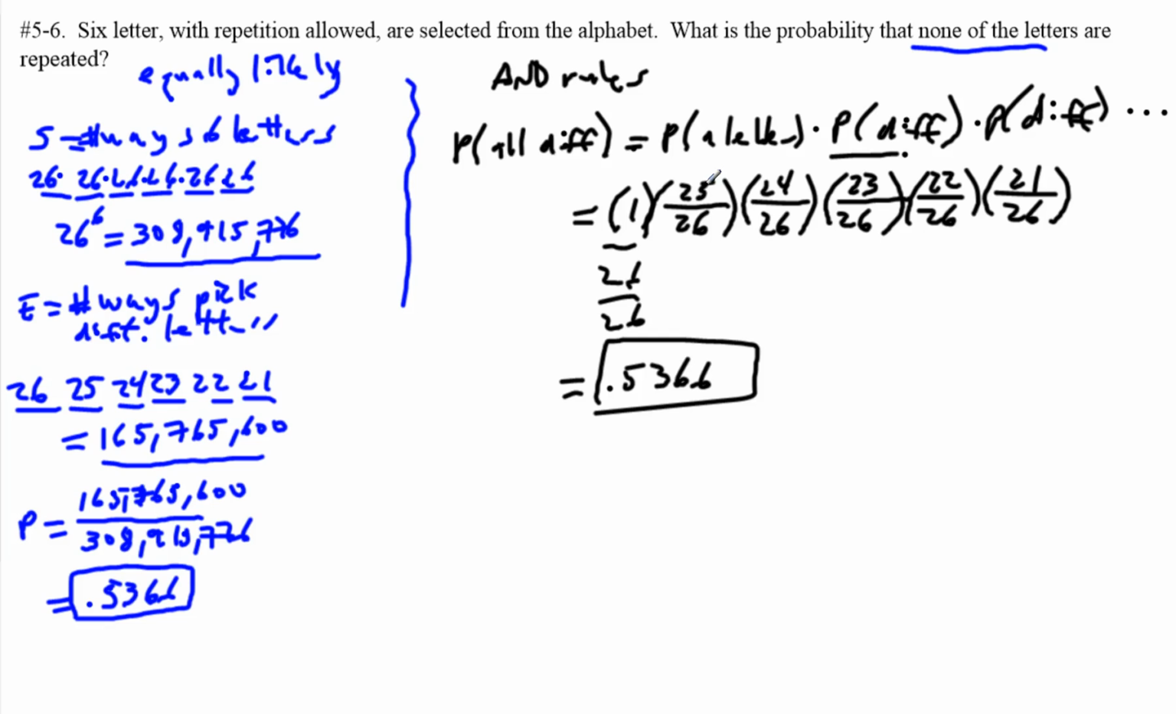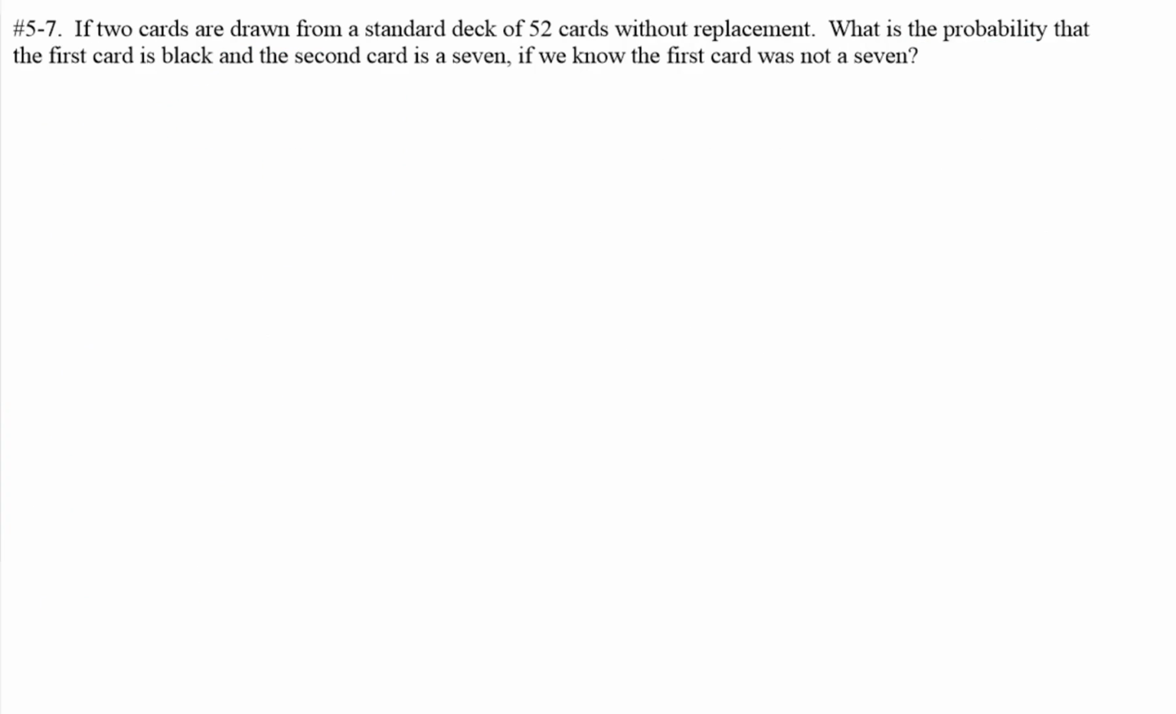Okay. So there's one last problem. Let's go ahead and move on to the last one. We'll read it. It says, if 2 cards are drawn from a standard deck of 52 cards without replacement, so we draw 1 card, we don't replace it, and we draw a second card, what's the probability that the first card is black and the second card is a 7 if we know that the first card was not a 7? Okay, so pause this, give this a shot.